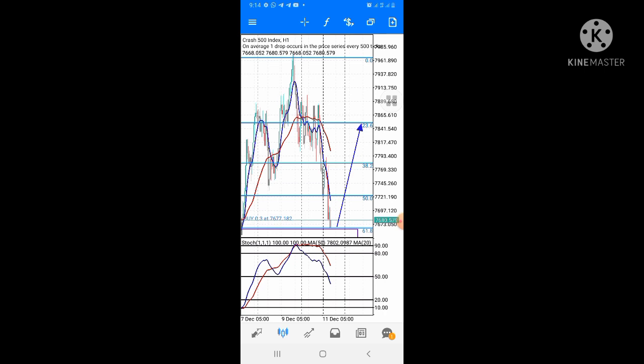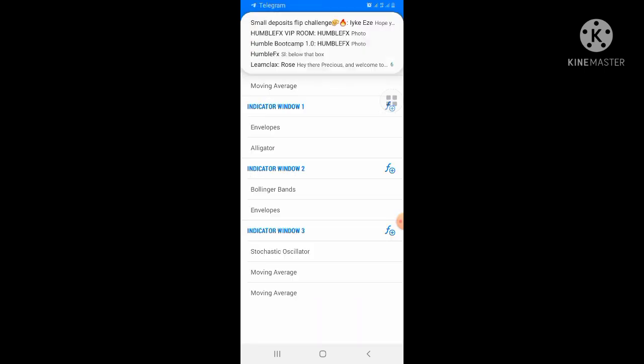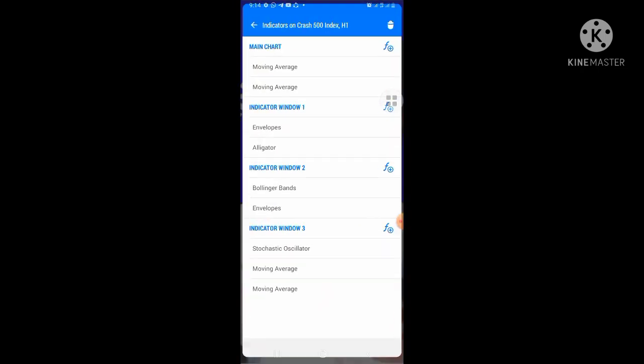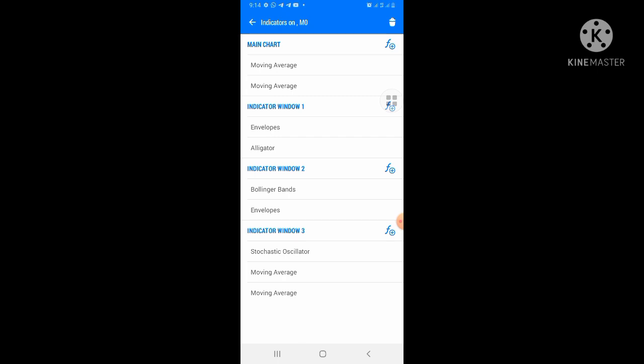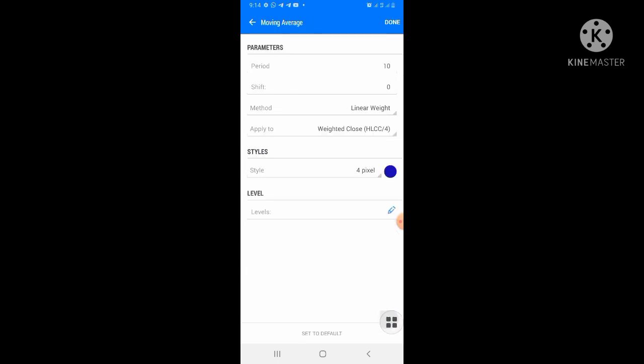Today we are going to be talking about something very important. This is void of indicators and all that. So for that reason, I'm going to delete this indicator so that you see what we are doing.